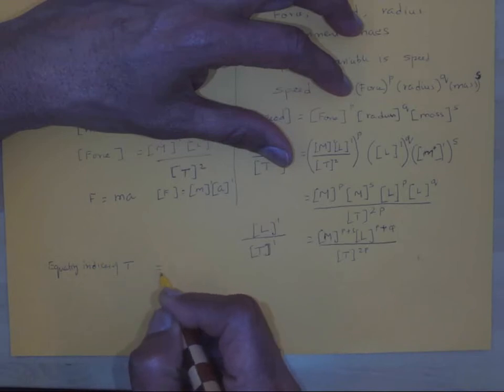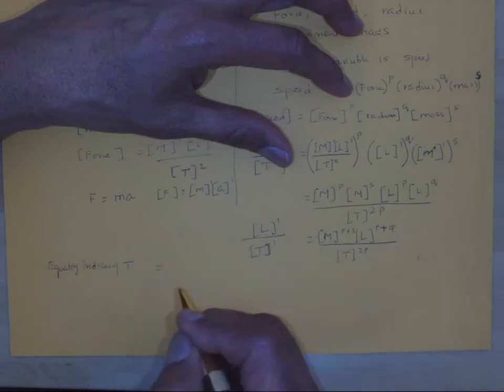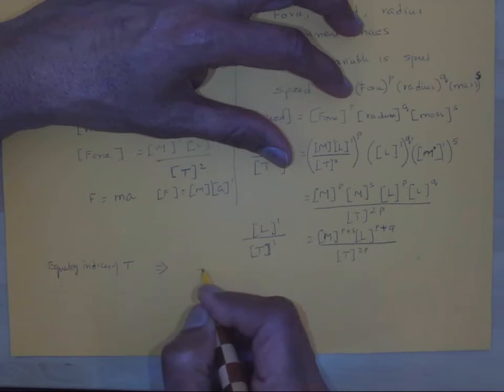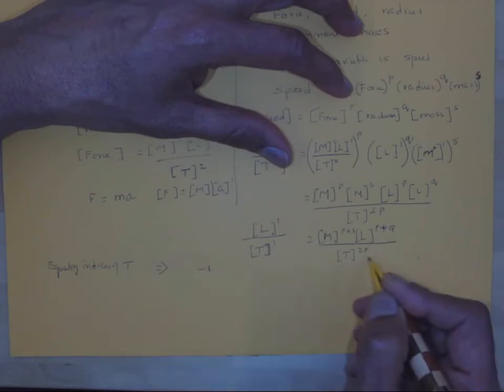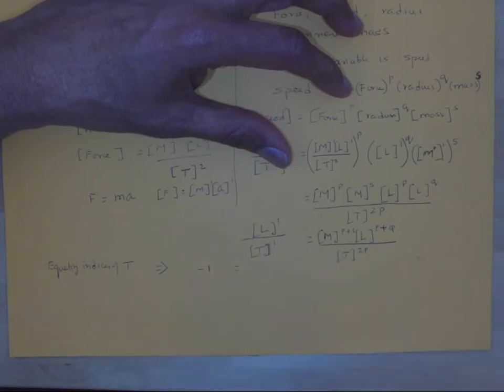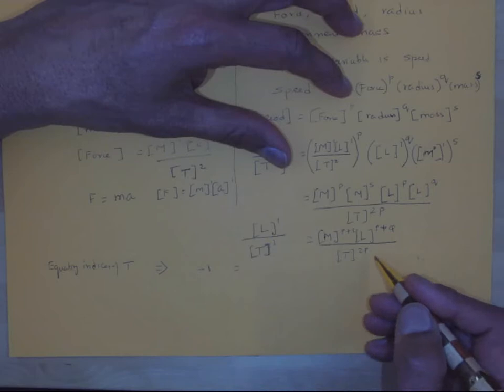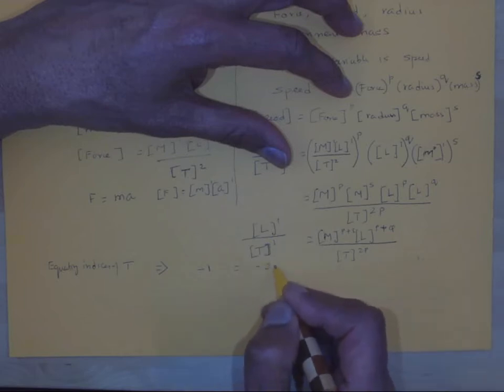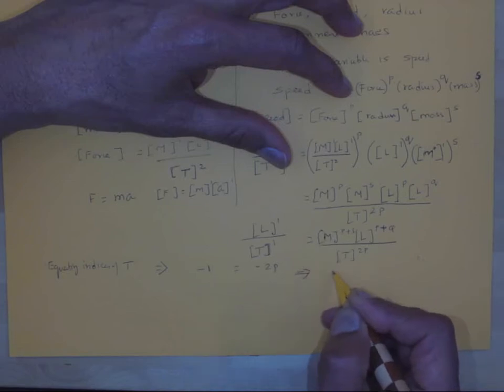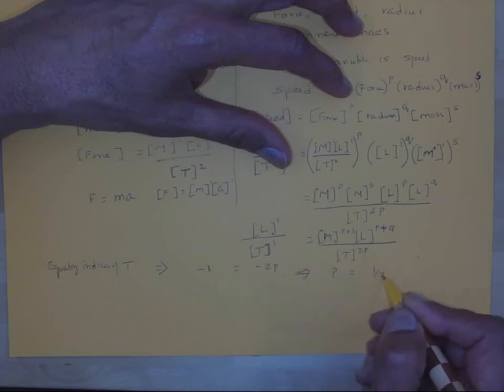On the left hand side it is t raised to 1, which is negative 1. On the right hand side it is 2p, which is the denominator. Why did I write negative 1? Denominator 1 would mean a power of index negative 1, and this will be negative 2p. So the negative sign cancels off, and this implies p is equal to 1/2.